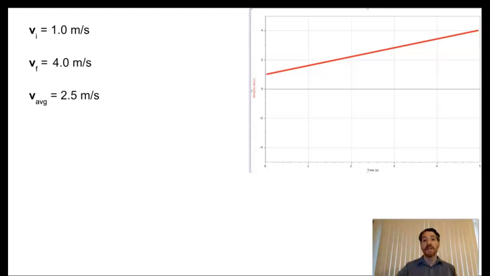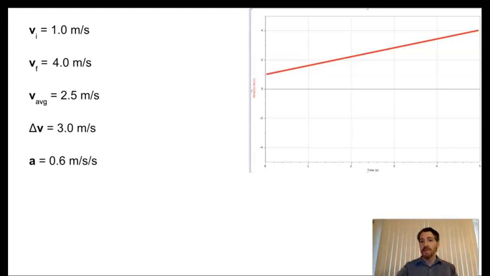I can determine the acceleration. Well, before I even get to that, I can determine the change of velocity, which is v final minus v initial. So 3 meters per second. And that's how much this object sped up during the time that we're seeing here. And I can determine from that the acceleration. The acceleration is delta v over delta t, or the slope of our graph, and that's going to come out to 0.6 meters per second per second.